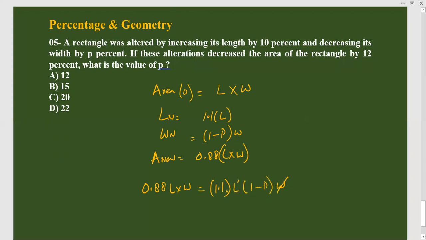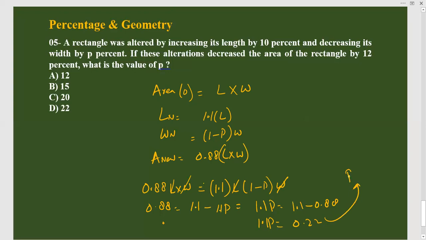So we can cut down the length and width over there, and 0.88 is equal to 1.1 minus 1.1 p. Let me simplify more for you. What you will do is 1.1 p is equal to 1.1 minus 0.88. And if you find the p value over there, that will be equal to 0.2.